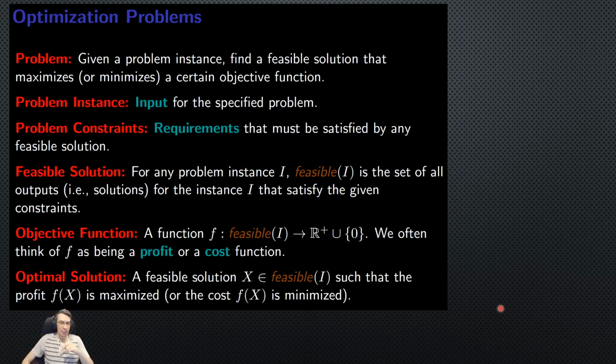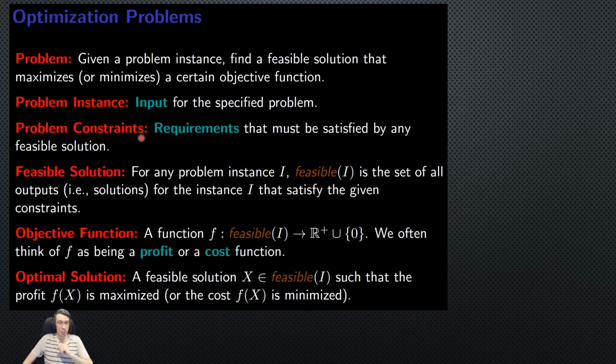Okay, so let me run through a few definitions here. So what's a problem? Well, given a problem instance, which of course is just an input for that problem, find a feasible solution. We'll talk about what feasible means, that maximizes or minimizes as appropriate a certain objective function. Okay, so this is a pretty jargon-filled sentence. This is what an optimization problem is. And let's go through all the jargon.